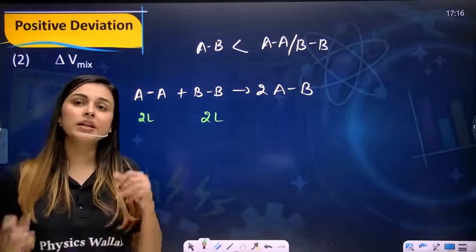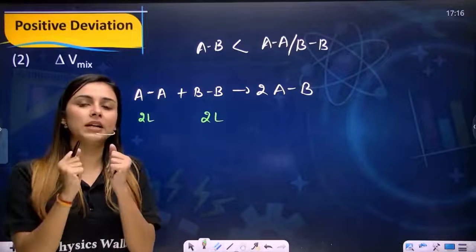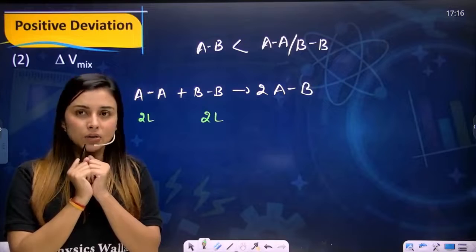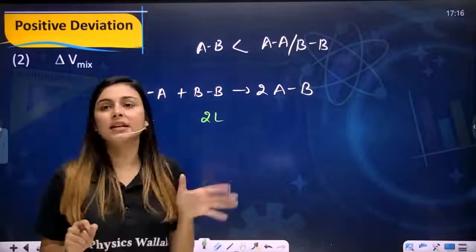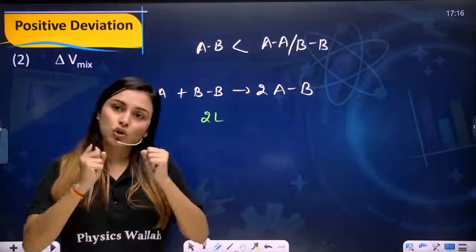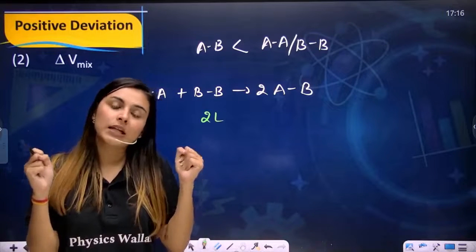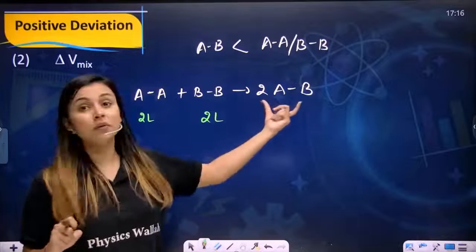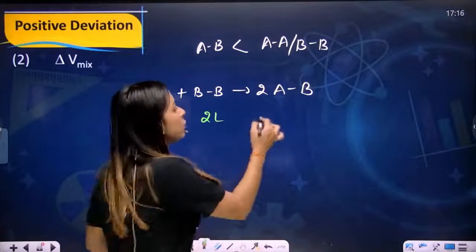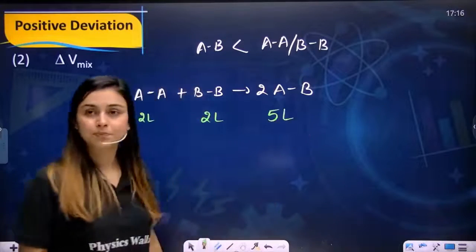Now, initially the interactions were stronger, so the particles were very closely interacting with each other. But after mixing, the interactions became weaker. So now the molecules can move apart from each other a little more. This means that the total volume here will be comparatively more, let us say 5 liters around.